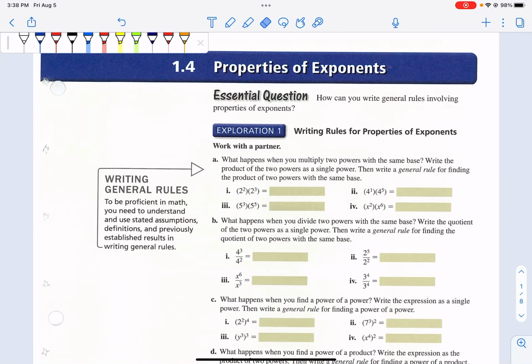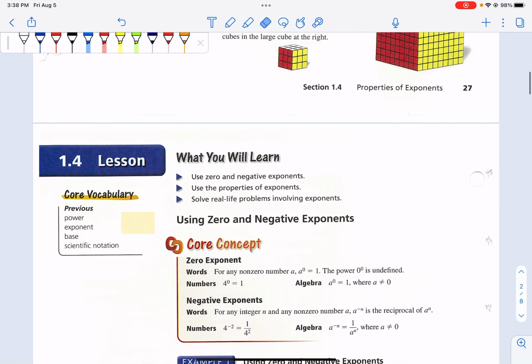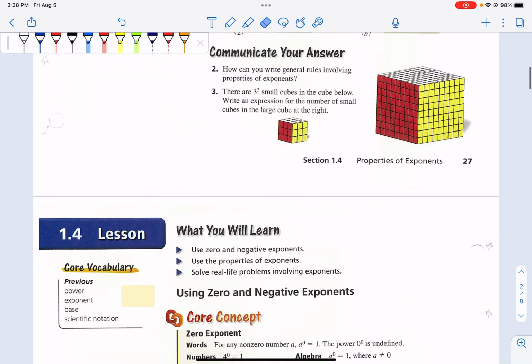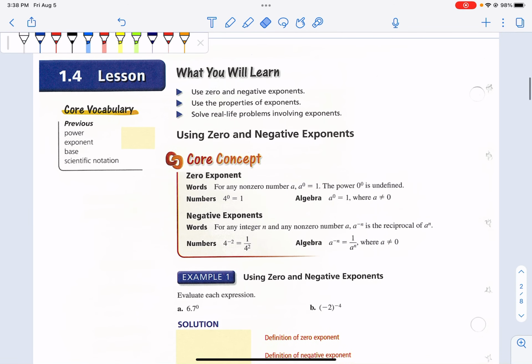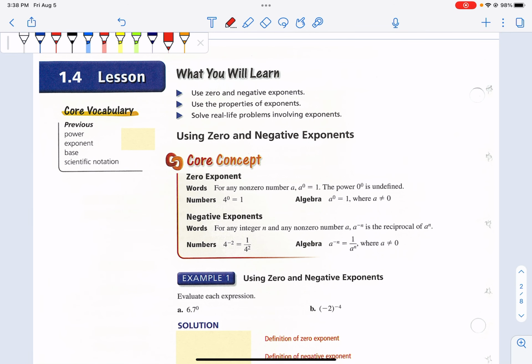All right, guys, 1.4, properties of exponents. I think you guys are going to like this chapter, or I guess this unit, this lesson, this section of a chapter. We're dealing with the same thing over and over again. We are just dealing with exponents, something that you have experience with. We are skipping the exploration stuff. We're not going to go over that kind of thing here in a video.